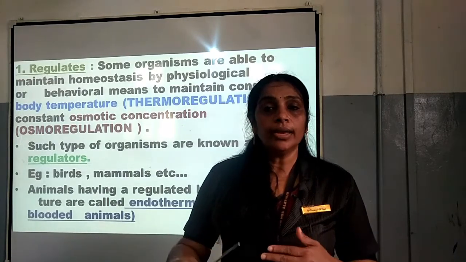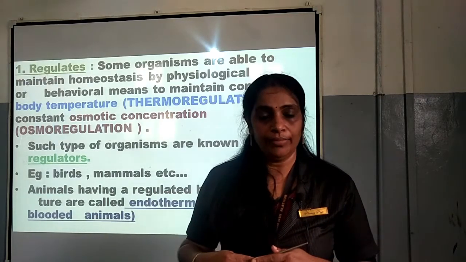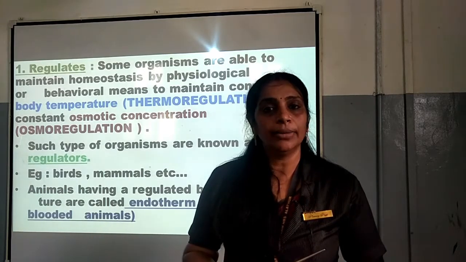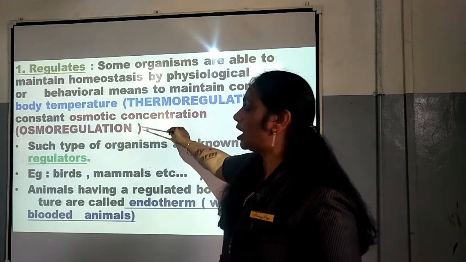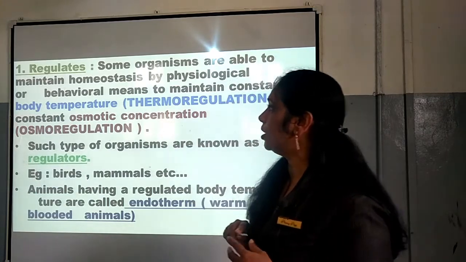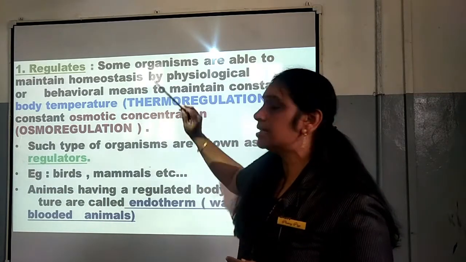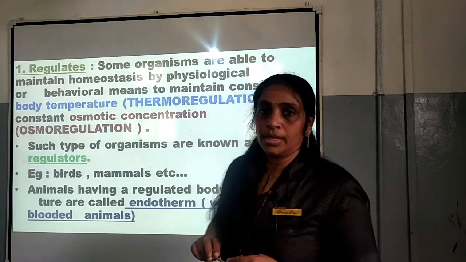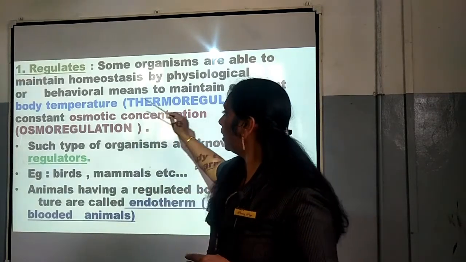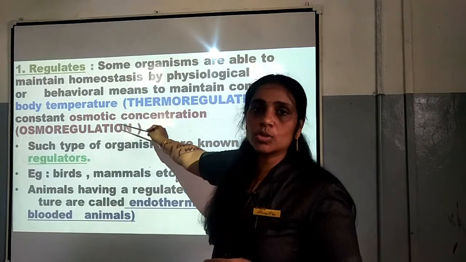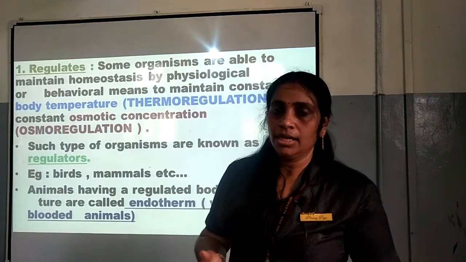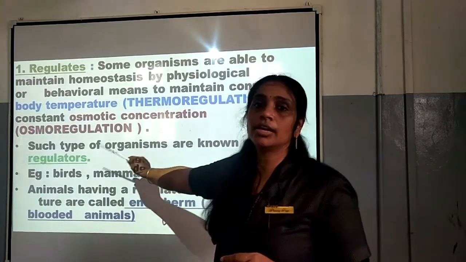So, osmotic concentration as well as constant body temperature should be maintained in the internal environment of the body. When there is a variation in the external environment, then only homeostasis can be brought in the internal environment of the body. So, these two terms are very important, because thermoregulation is important as well as osmoregulation is also important to maintain homeostasis, and certain organisms are doing it, and those organisms are known as regulators, because they are able to regulate the temperature as well as osmotic concentration correctly according to the variation taking place in the external environment. Therefore, these organisms are known as regulators.